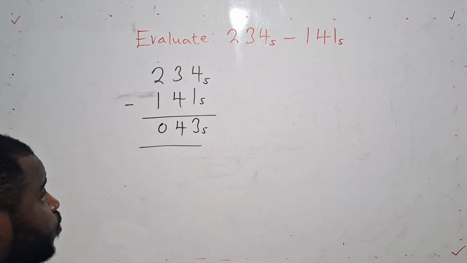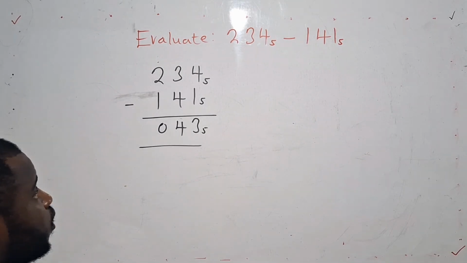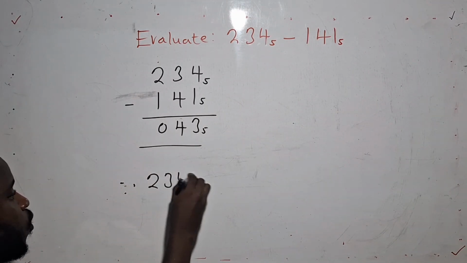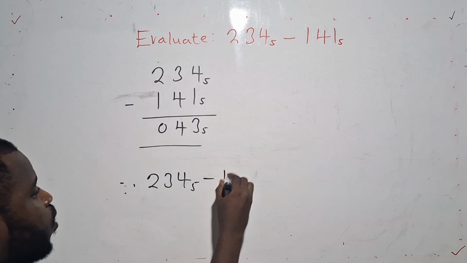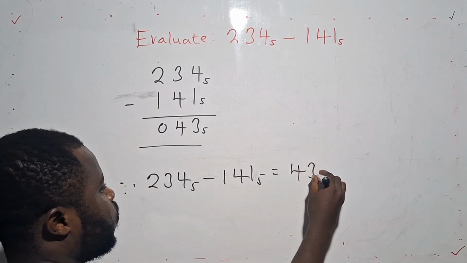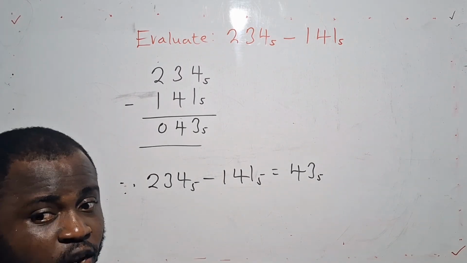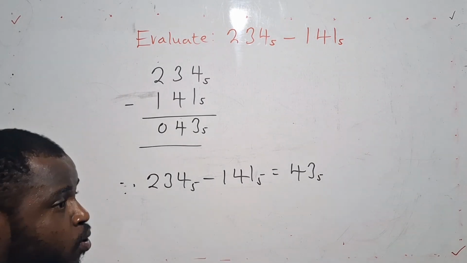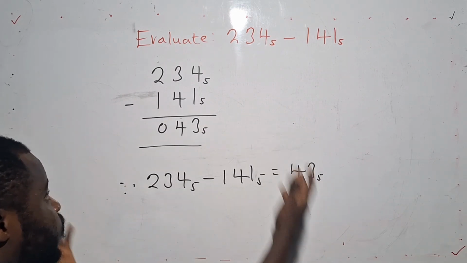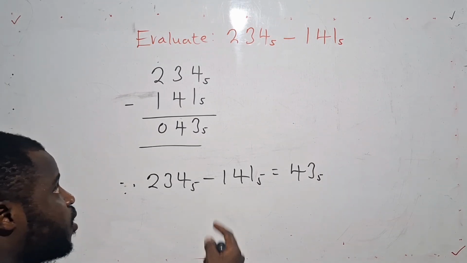So 043 will be our answer, which is the same as 43. Therefore, we can conclude that 234 base 5 minus 141 base 5 will give us 43 base 5. You can add the 0 to it, but if you add the 0, it doesn't add any value to the number. So the final answer to this is 43 base 5.